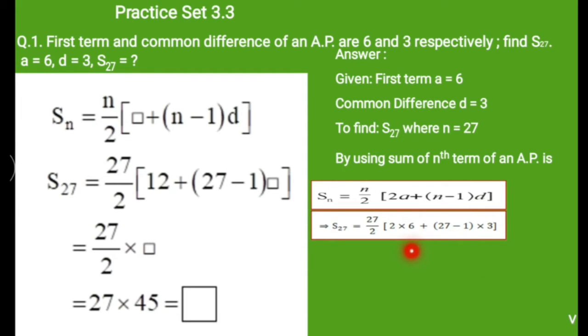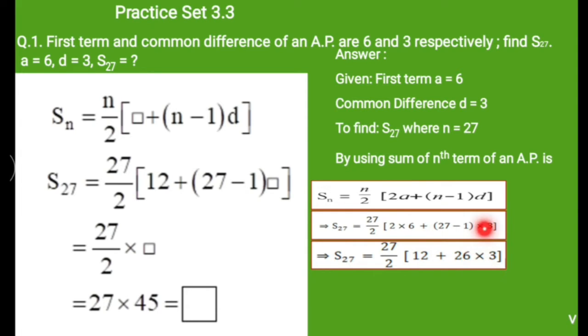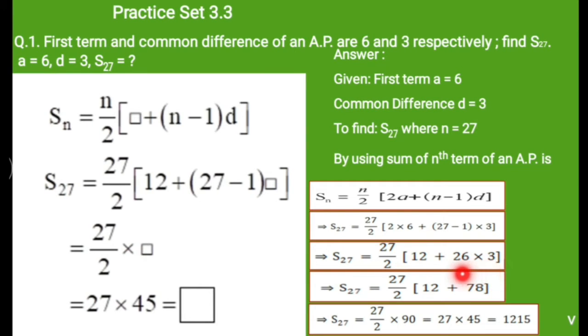Now we calculate these values. 2 into 6 we write 12 here. Then 27 minus 1 we write 26, and 3 as it is. This 26 with 3, so we get 26 3s are 78. So we add these 12 with 78, we get 90. So we divide this 90 by 2, so we get 45 into 27. So we write multiplication of this 27 into 45, which is 1215.